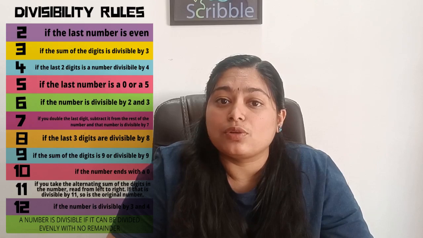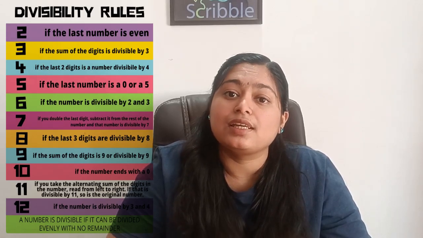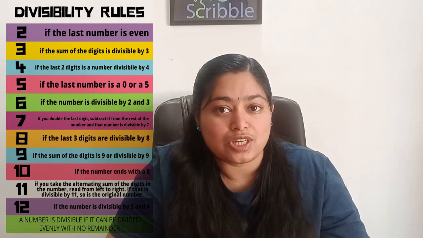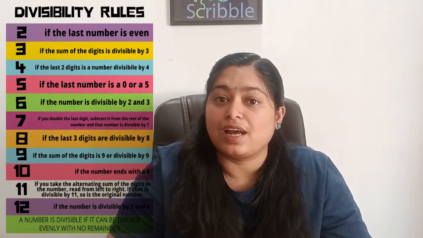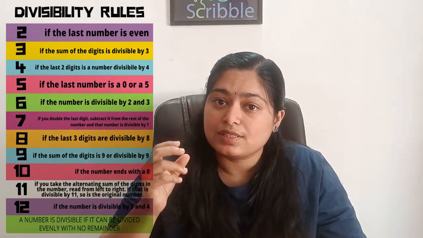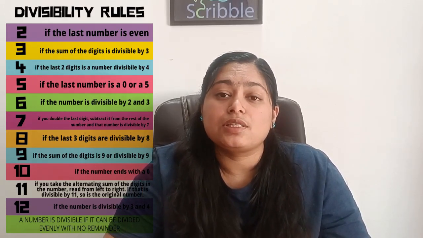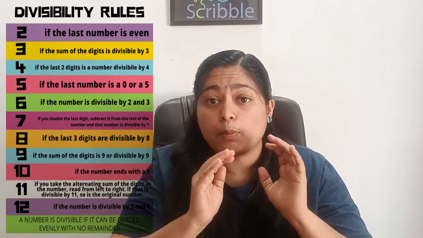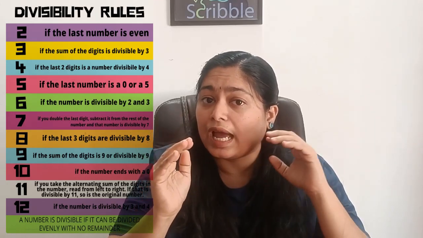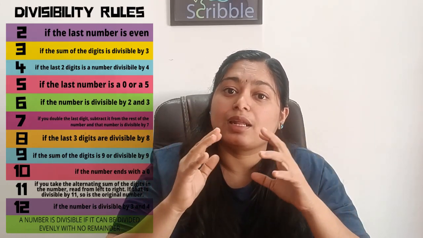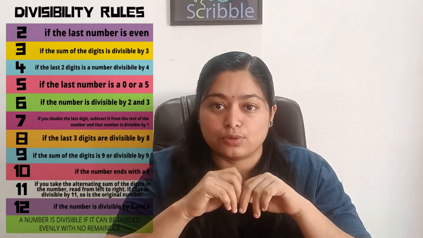Now let's look into the divisibility rule of 5, which is again another easy one. You just check the last digit, and if the last digit is a 5 or a 0, then the number can be divided by 5. The divisibility rule of 6 says that if the number is divisible by both 2 and 3, then the number is divisible by 6 also.